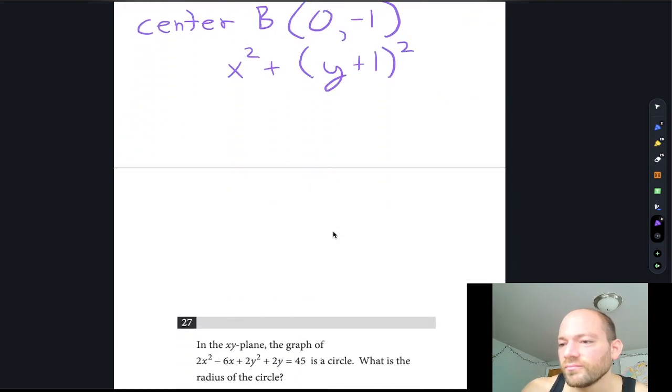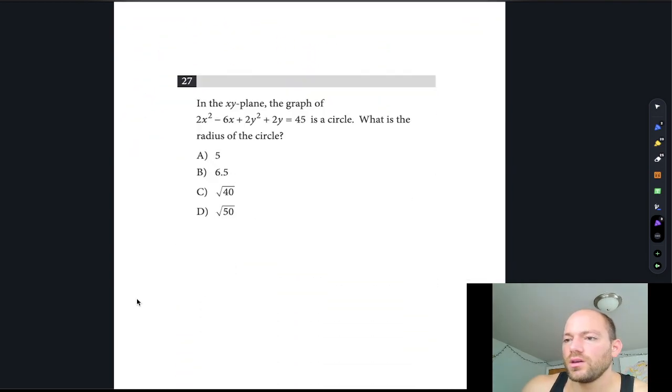So here's our last circle question of the day. It's another circle equation question. So let's just go ahead and read it. In the xy plane, the graph of 2x squared minus 6x plus 2y squared plus 2y equals 45 is a circle. What is the radius of the circle? Okay. They gave us that equation.